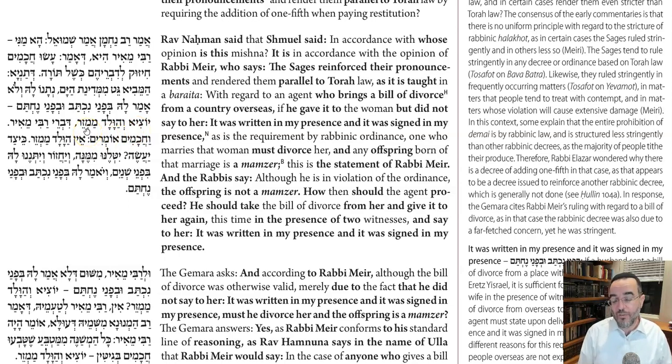Because on the Doraita level, the first marriage was severed by the get, and the second child should be totally fine. And because you went against a rabbinic enactment, to say we're going to give a deoraita type of penalty that could declare a child to be a mamzer, Rabbi Meir says, yes, we do that.